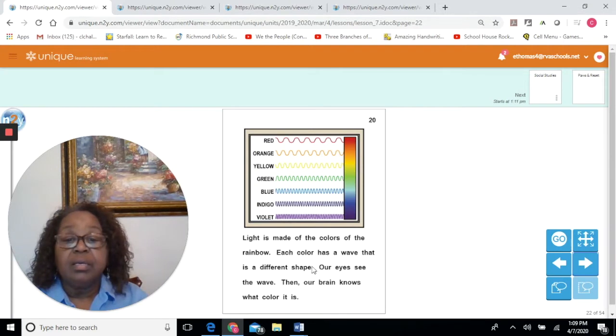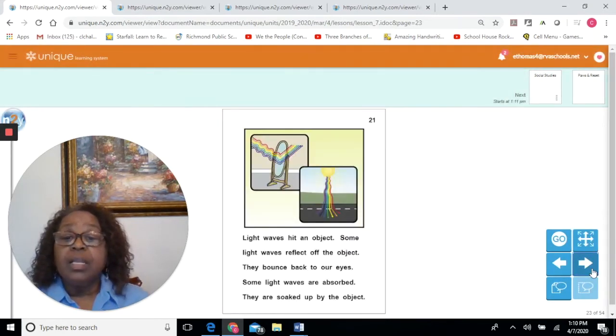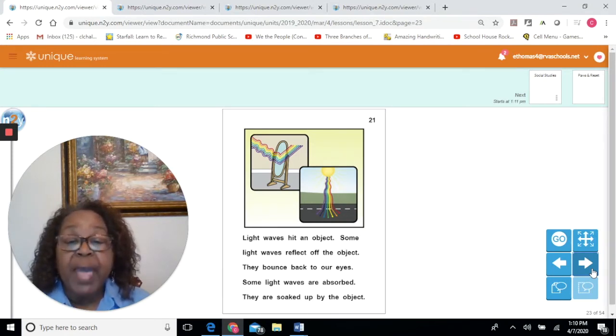Each color has a wave that is a different shape. Our eyes see the wave, then our brain knows what color it is. That is very interesting. Light waves hit an object. Some light waves reflect off the object. They bounce back to our eyes. Some light waves are absorbed. They are soaked up by the object.